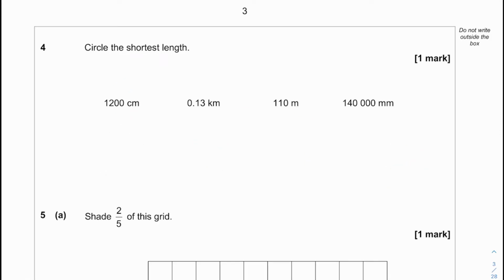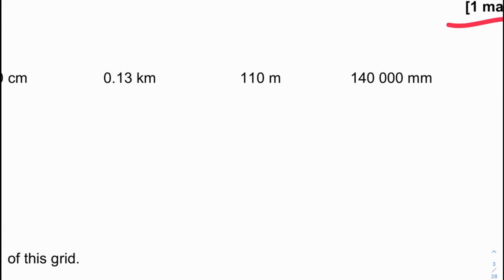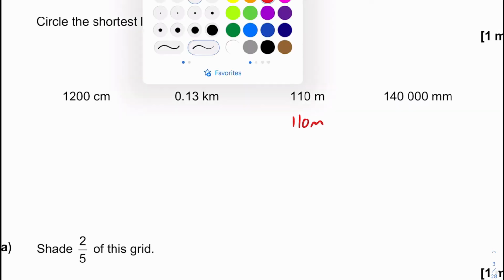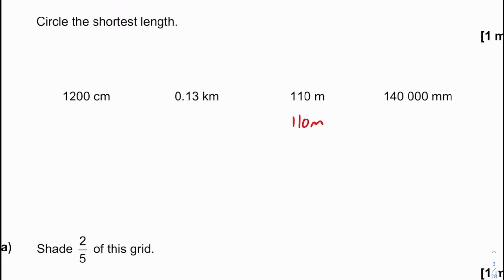Question 4, we just need to circle the shortest length for 1 mark. So we need to convert these units into the same unit so that we can see which one is the shortest. I'm going to convert into meters, but you could also convert to centimeters, kilometers or millimeters. But I think by looking at these values that meters will be the easiest one to convert to. So this one's already done. This one is 110 meters. We've then got 0.13 kilometers, and we know that 1000 meters is equal to 1 kilometer. So therefore 0.13 kilometers is equal to 130 meters.